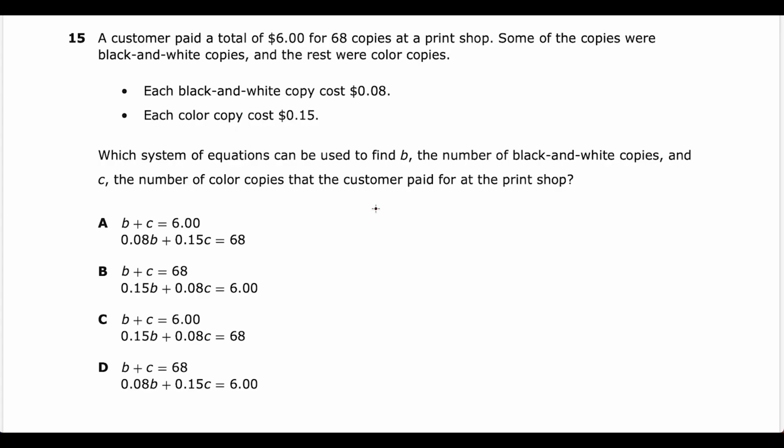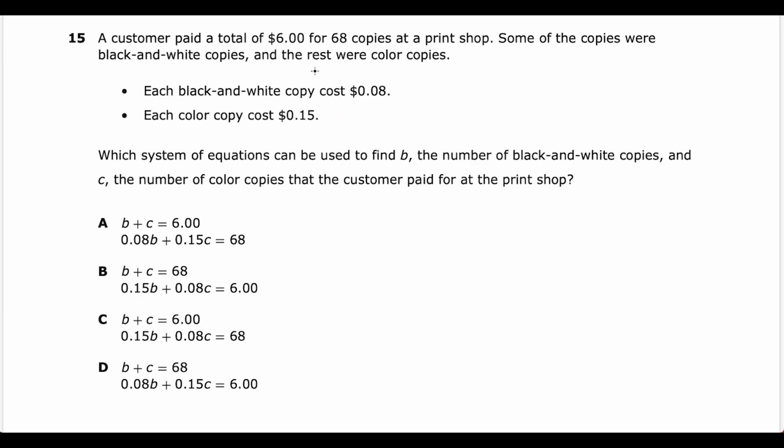So question 15, we have a whole lot going on here. We have a customer paid a total of $6 for 68 copies at a print shop, and some copies were black and white and the rest were color copies. So the black and white cost 8 cents, color copies cost 15 cents. And we have which system of equations can be used to find B, the number of black and white copies, and C, the number of color copies.